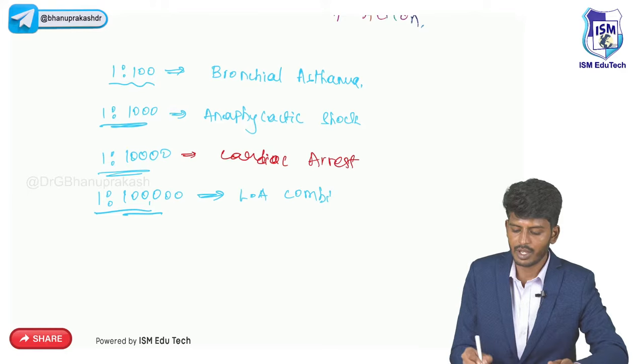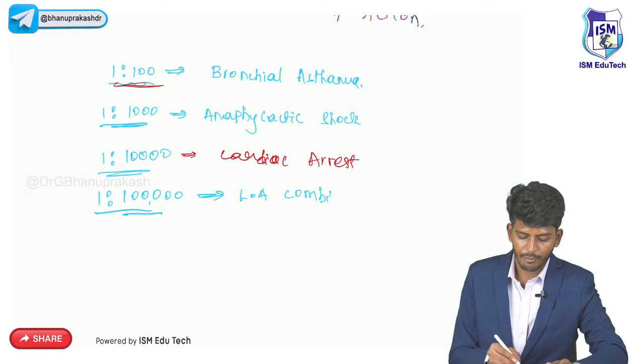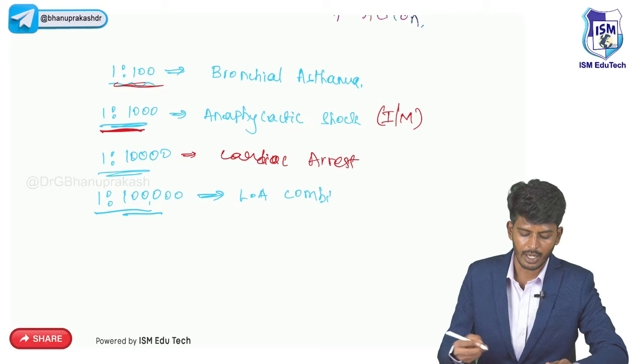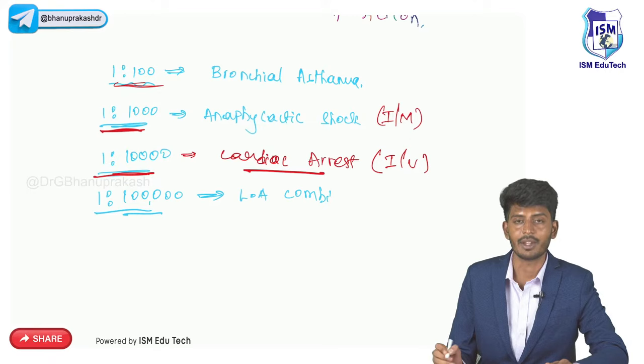You can remember it like this. Inhalation is 1:100. Anaphylactic shock is 1:1000, used intramuscularly. And 1:10,000 for cardiac arrest is usually given by the IV route of administration. And there is one more thing: 1:1 lakh, which is used in combination with the local anesthetic.